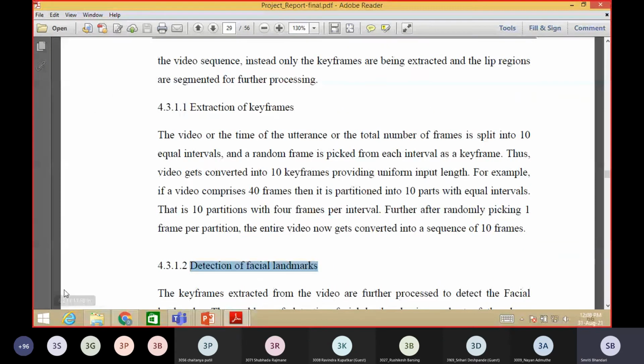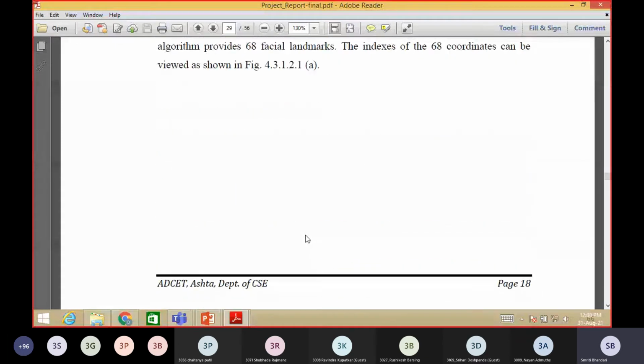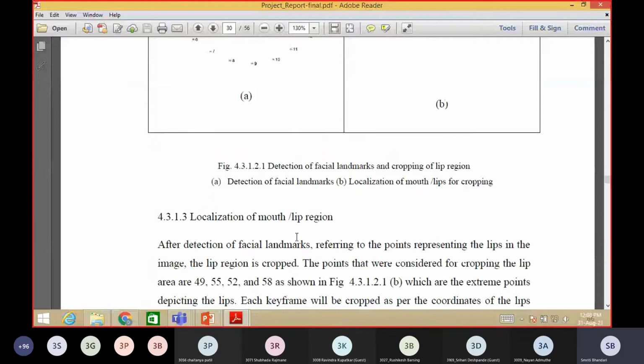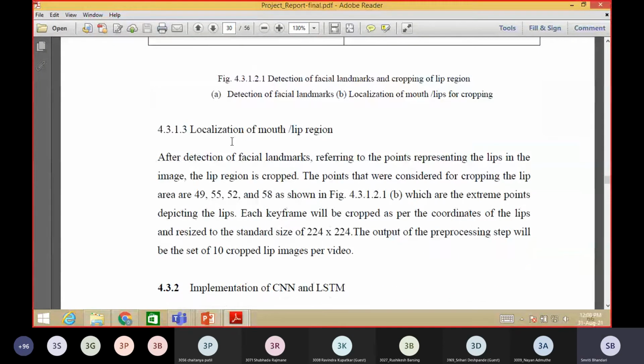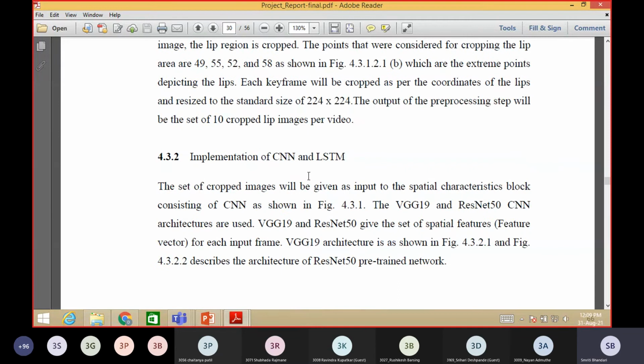Detection of facial landmarks. We have this subsection, detection of facial landmarks. How to detect the facial landmarks? The detailed algorithm, the detailed procedure is mentioned. Then the next block, localization of mouth. How to do that? That is also mentioned. So every block in the block diagram needs to be listed, and the detailed procedure with respect to every block needs to be provided.